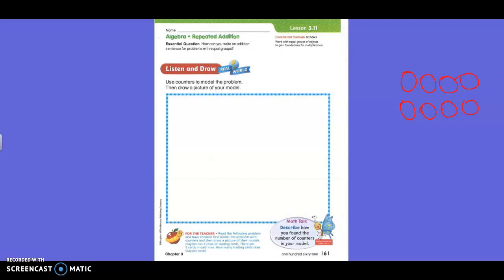All right. Here's the problem for what you're going to draw. It says use counters to model the problem and then draw a picture of your model. Are you going to use counters? No, you're just going to draw it for me, okay? Here is the story problem. Clayton has 3 rows of trading cards. There are 5 cards in each row.